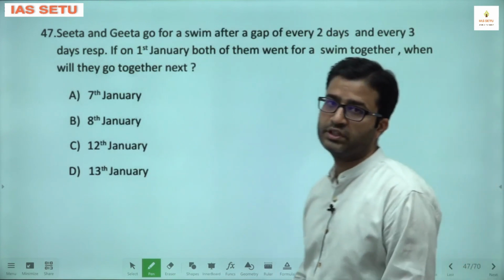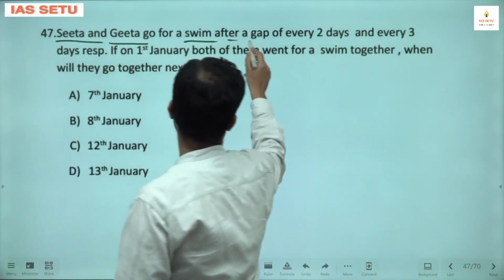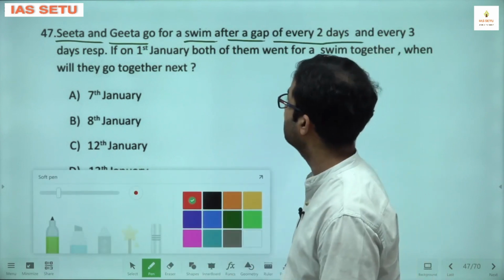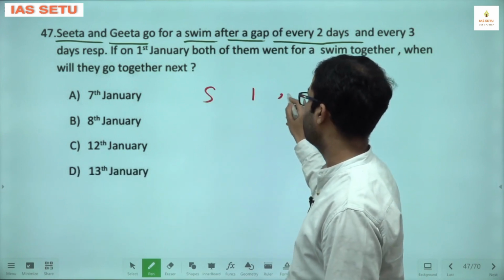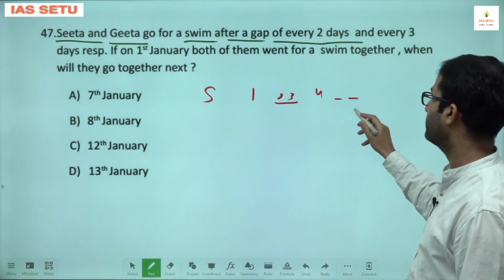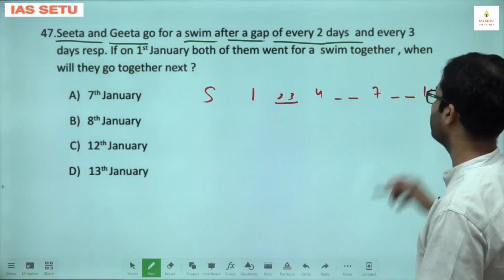I take 4 more questions in this. Sita and Geeta go for a swim after a gap of every 2 days and 3 days respectively. So Sita goes on the first day, then 2 and 3 gap, 4th day, then 5 and 6 gap, 7th day, 8 and 9 gap, 10th day, 11 and 12 gap, 13th day.